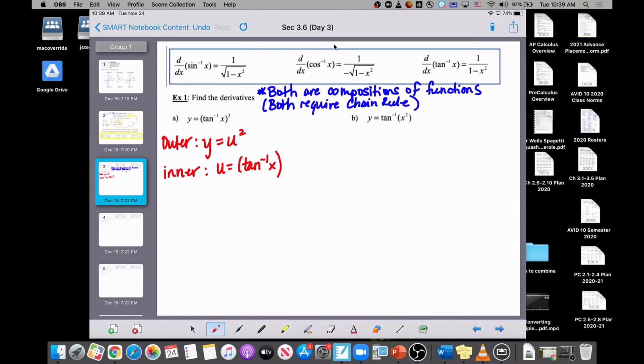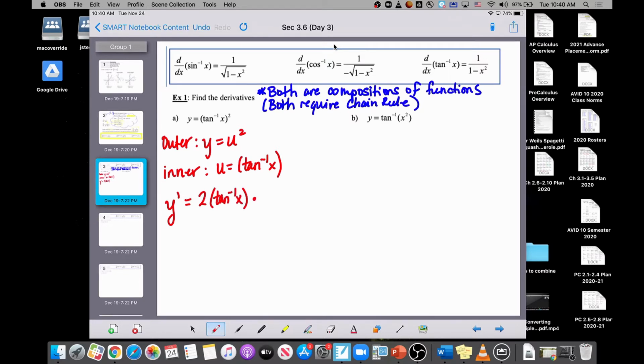So if I want to find my derivative, or my y prime, remember that if I'm doing chain rule, I'm first differentiating the outer function at the inner. So that's just going to be power rule. I'm bringing down the 2, and then I'm changing the exponent to a 1, and what's inside the parentheses, the inverse tangent of x, is going to stay exactly the same.